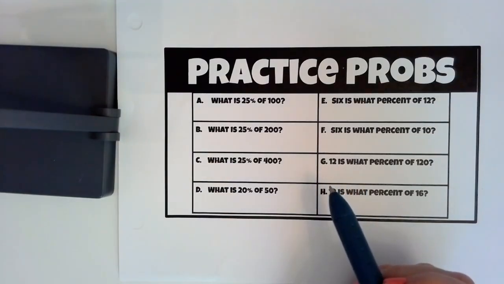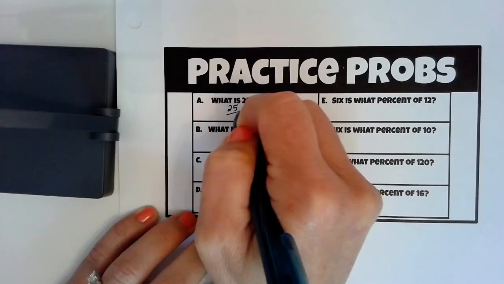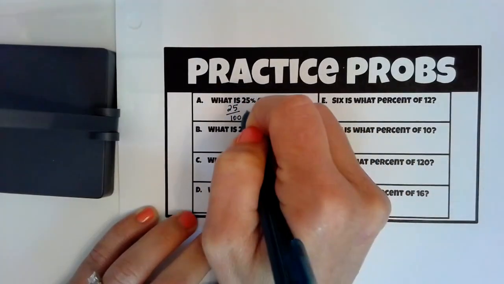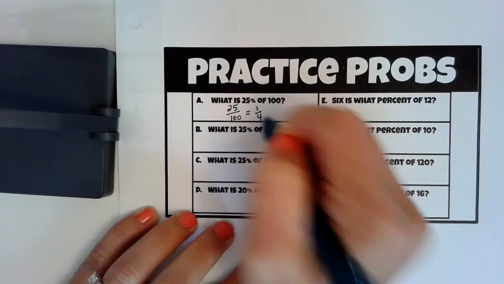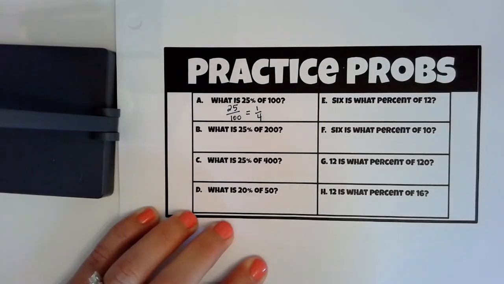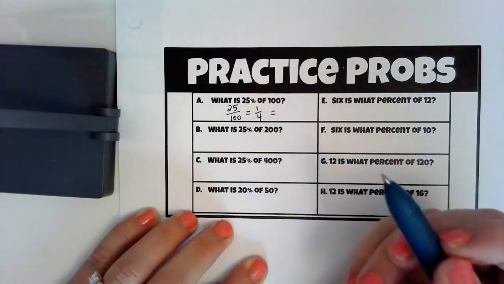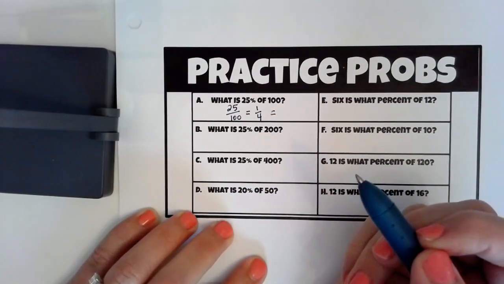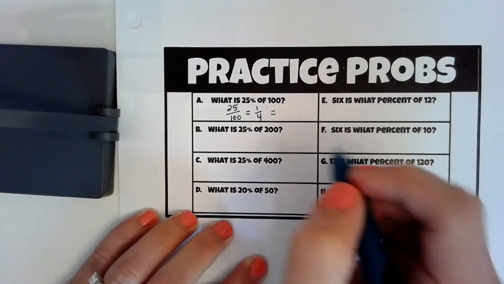Alright, so 25%, we know that we always put percent over 100. I'm going to reduce that 25% down. That's going to give me 1/4 is our fraction. So what is 1/4 of 100? If you don't know that off the top of your head, you could certainly divide 100 divided by 4. Or if you know that 1/4 of 100, when you have 4 quarters, is 25.